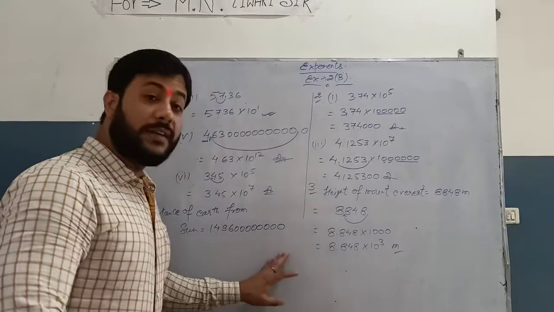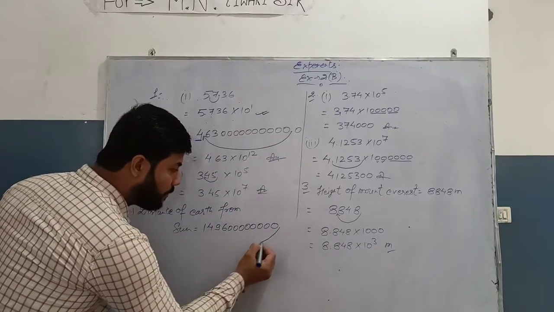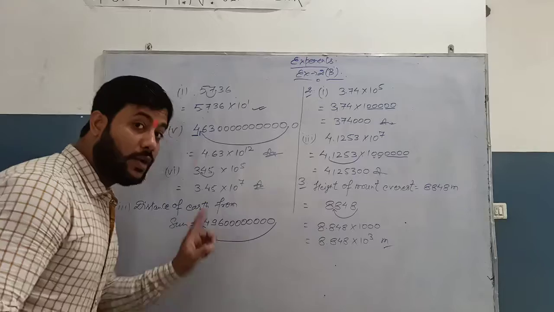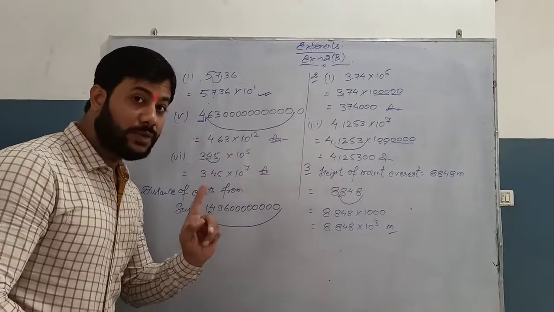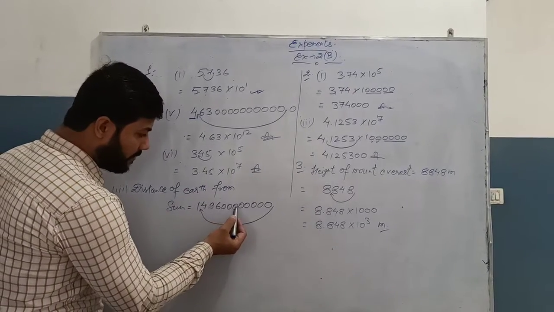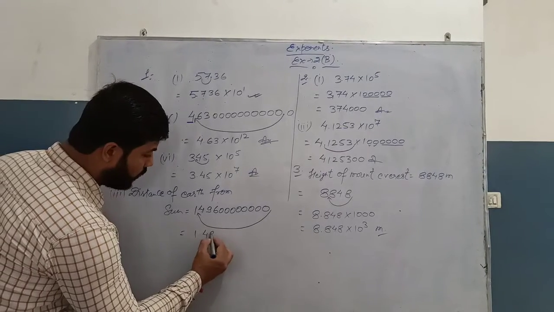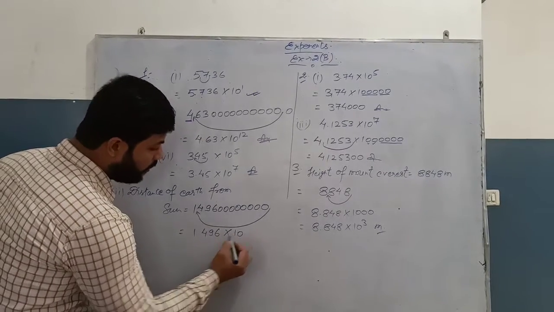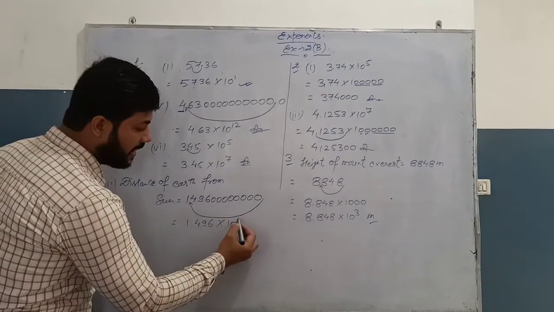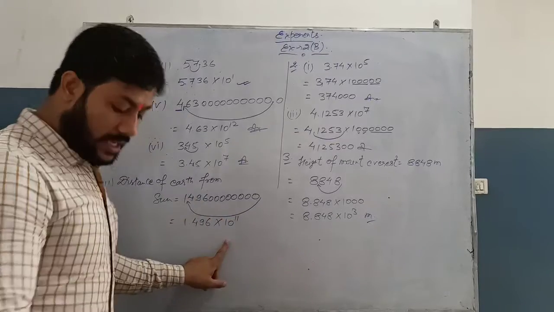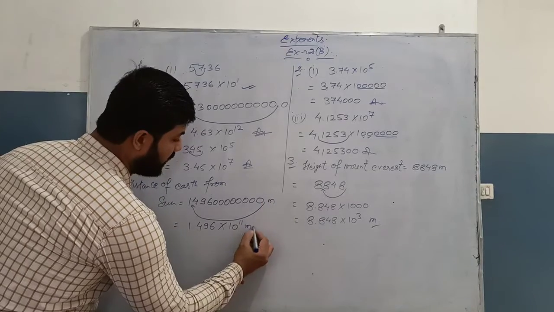So where do we have the decimal here? To the extreme right. We have to place this decimal from here to here, leaving only one digit on the extreme left side, right? So how many places are moved? 1 2 3 4 5 6 7 8 9 10 and 11. So we will write simply 1.496 into 10 to the power 11. So this is the distance of Earth from Sun, that was given in meters. So we will write it in meters.